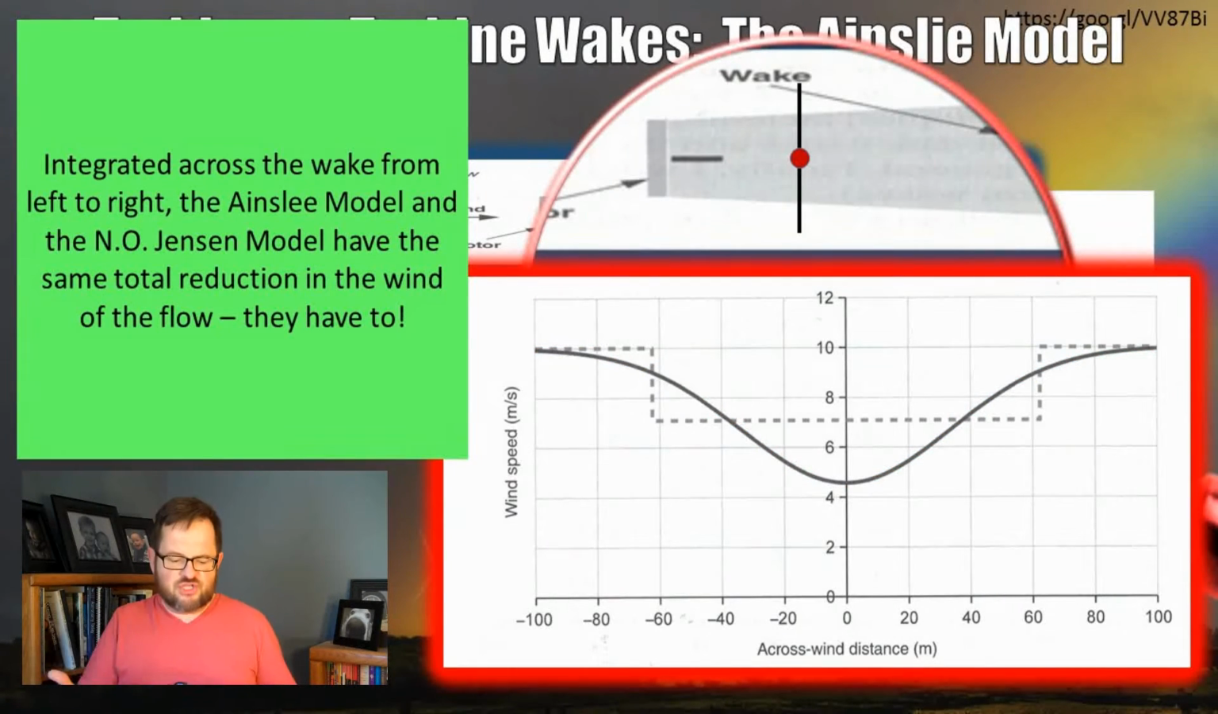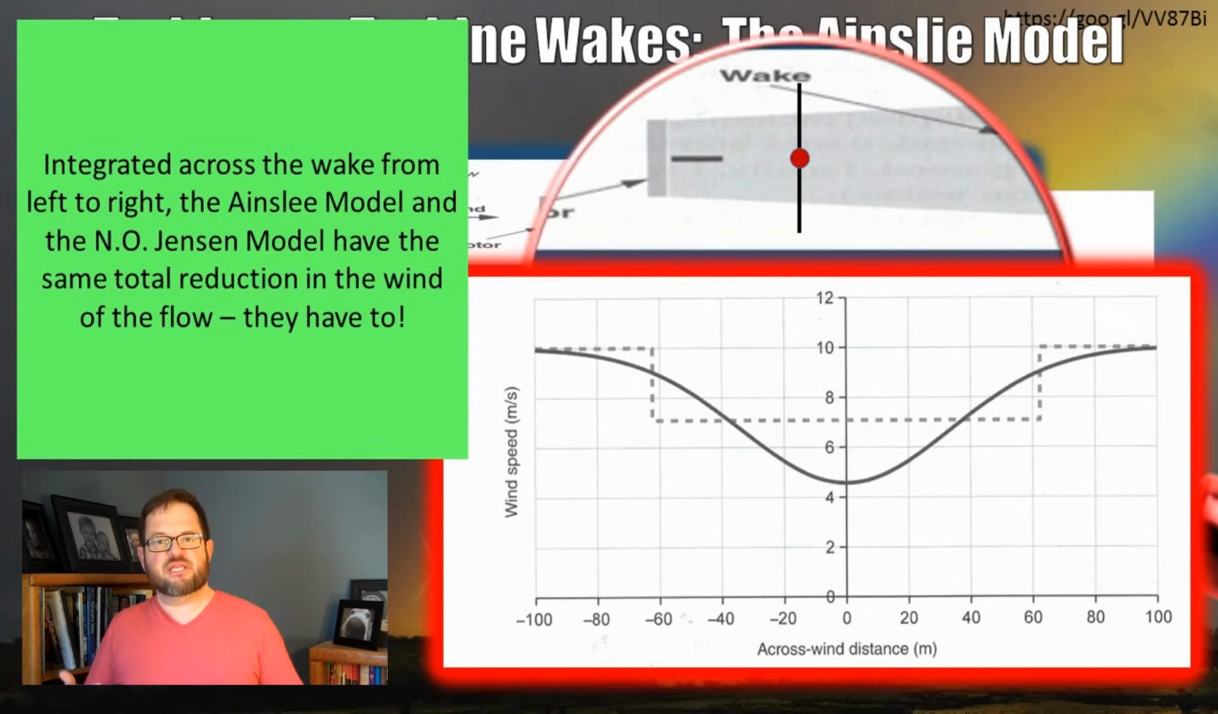So we have these two different models who gave us two different ideas about what the profile of the winds will look like as you go from left to right across the wake. Ansley and Jensen. Now, if you actually integrated the wind speed across that track, what you'd find out is both Ansley and Jensen have the same total or average or whatever you want to say reduction in the speed of the wind. They have to.